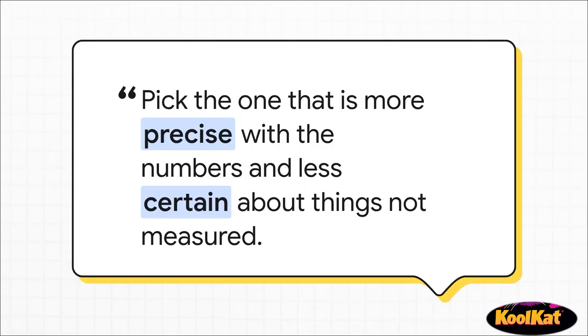So here it is, a golden rule to write down. If you're ever stuck between two answers that both look pretty good, pick the one that is more precise with the numbers you can see and way less certain about things you can't see or things that weren't measured. The best answer doesn't make big, dramatic leaps.